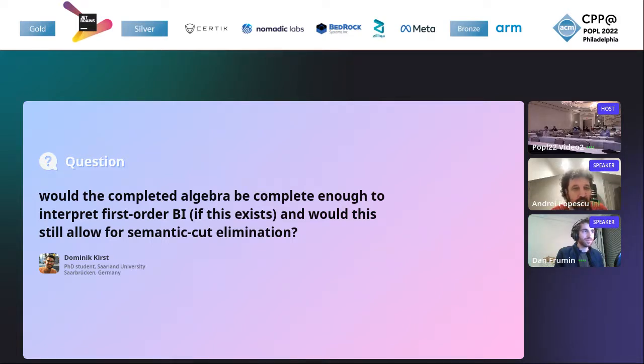Would the completed algebra be complete enough to interpret first-order BI, if this exists? And would this still allow for semantic cut elimination? Yeah, that's a good point. Actually, the algebra is complete in the sense that it's a complete poset, so you can interpret quantifiers there. I just haven't done that because I didn't want to formalize binders in first-order logic. So cylindric BI algebras or the like, probably. You would need cylindric ones.